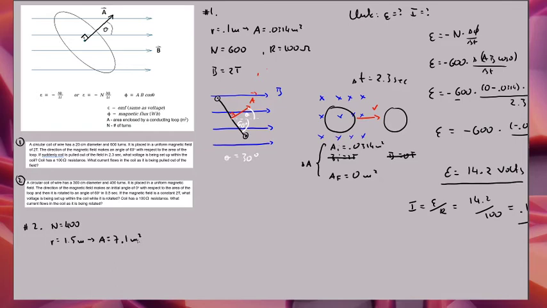And then what else do I have? It is placed in the uniform magnetic field. Okay, B is constant. The direction of the magnetic field makes the angle. Oh, so what changes here is the angle. So the initial angle, the direction of the magnetic field makes an initial angle of 0 with respect to the area of the loop.